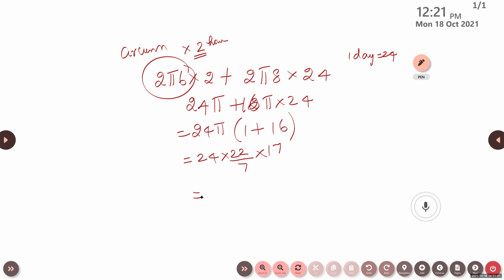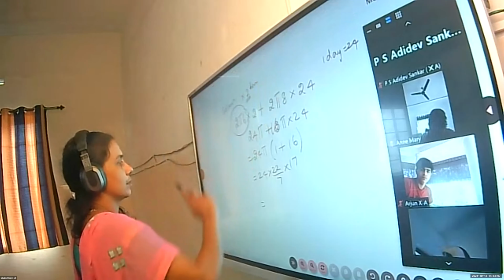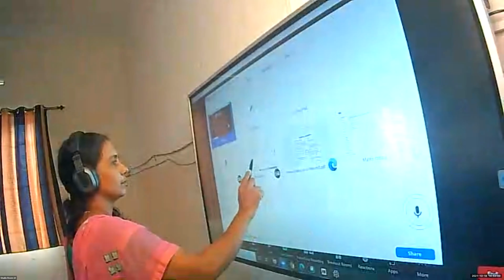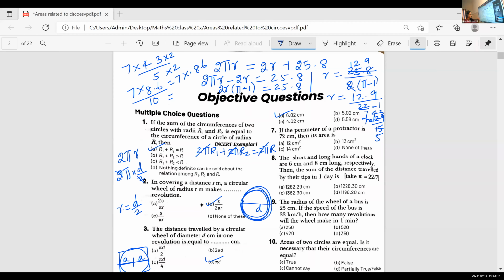Option A. 1282.28. The answer is A. Are you getting that answer? A is the answer given. Check the calculation. Okay. 1282.29.